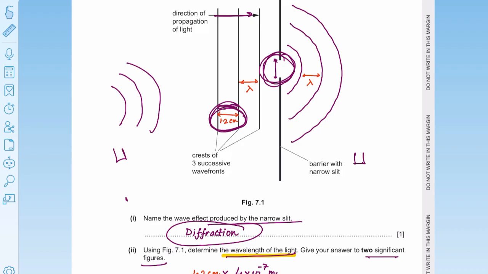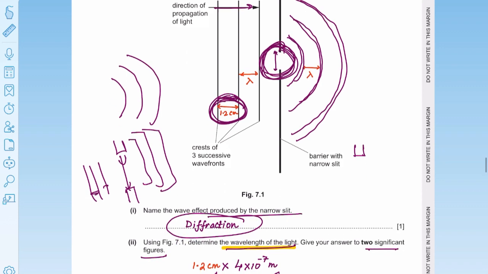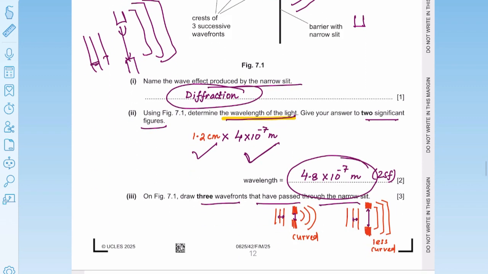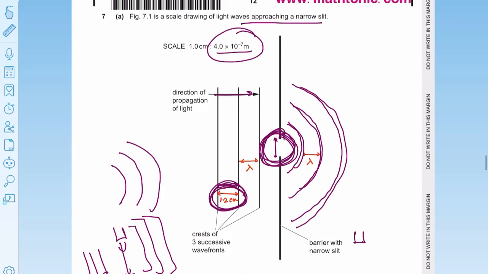Now if the gap is more than the wavelength, then you will get a less curved structure. Do you get what I'm trying to say? But in this case, the gap and the wavelength are nearly equal, so we are expecting curved light, diffraction of light. As per the question, we have to draw three waveforms, so these are the three waveforms I have drawn here. Be careful, this length will be exactly the same as this one, the wavelength lambda.